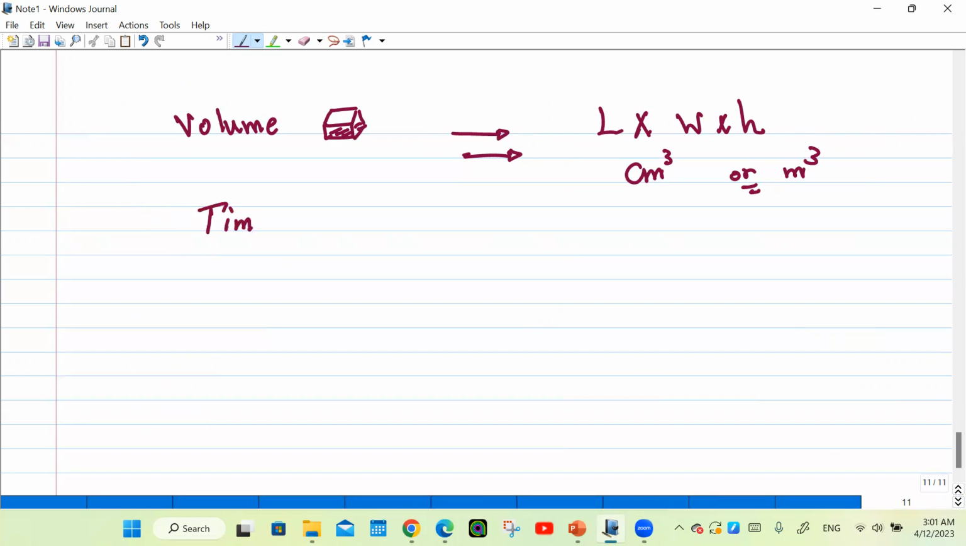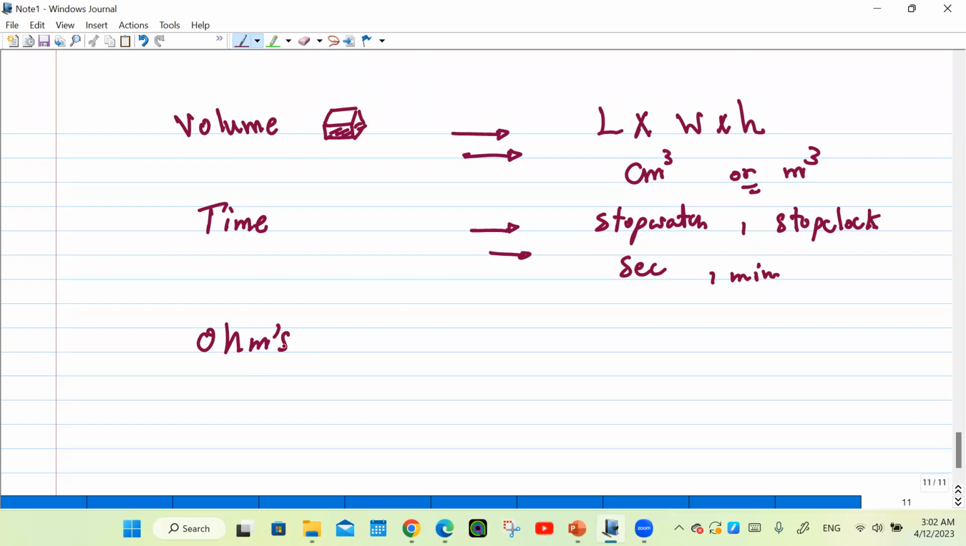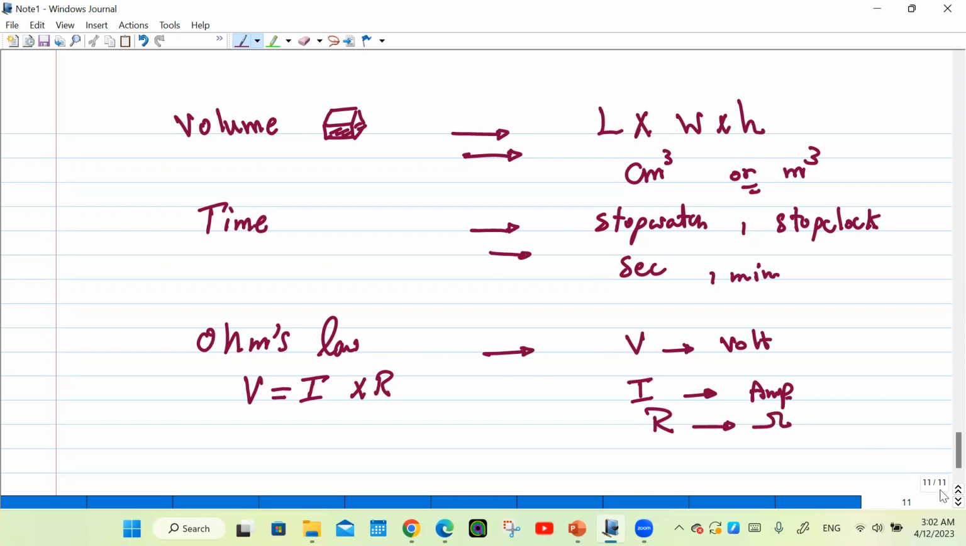The time can be measured by a stopwatch or a stop clock, and its unit is second or minute. For Ohm's law, we measure the voltage, the current, and the resistance: the voltage in volt, the current in ampere, and the resistance in ohm.